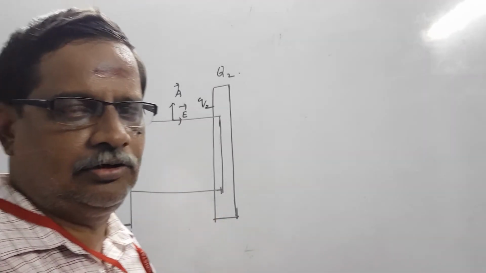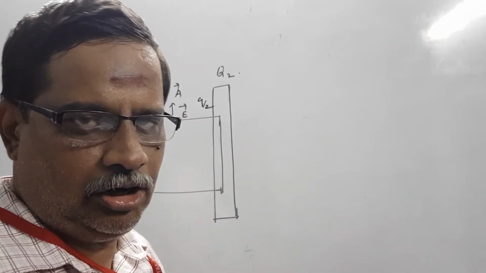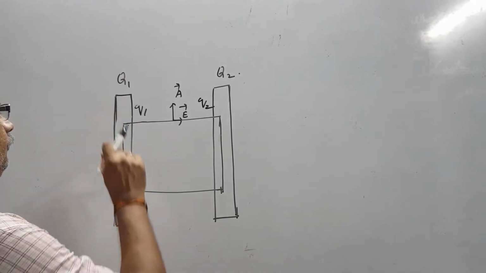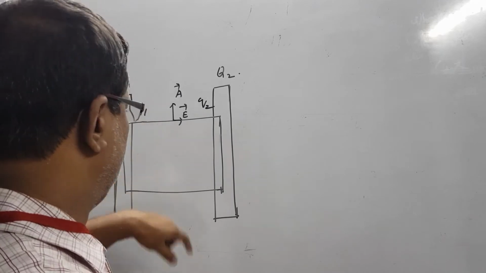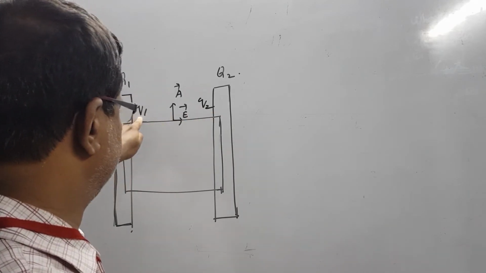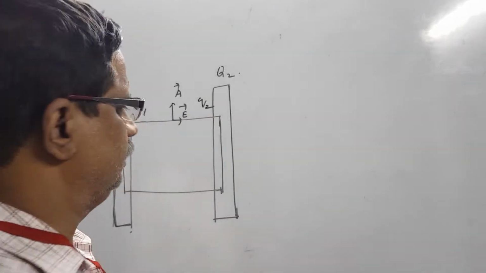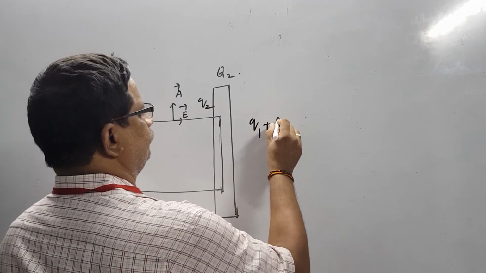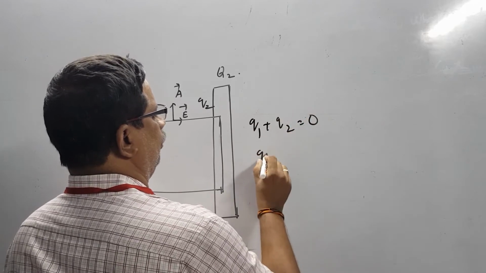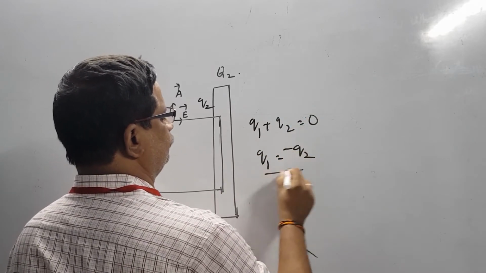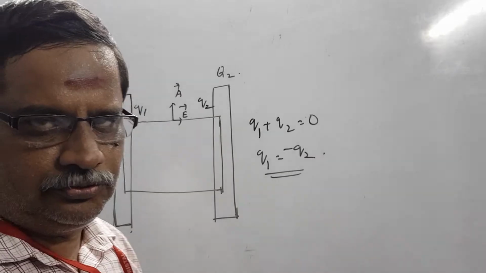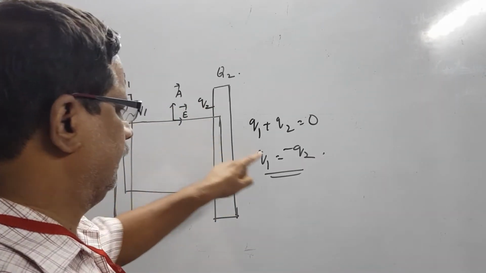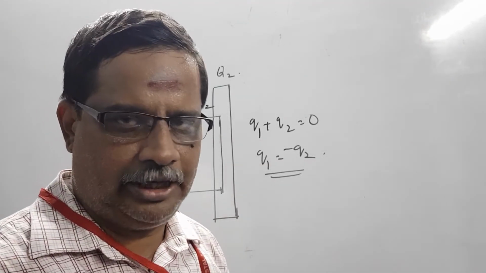So the net charge enclosed by the Gaussian surface should be 0 according to Gauss theorem, because the net flux is 0. Now we have marked the charges on the facing sides as Q1 and Q2. Since there is no net charge enclosed by the Gaussian surface, Q1 plus Q2 should be equal to 0, or Q1 equal to minus Q2. That is a very important result. So the facing sides will always have charges which are equal in magnitude and opposite in sign.